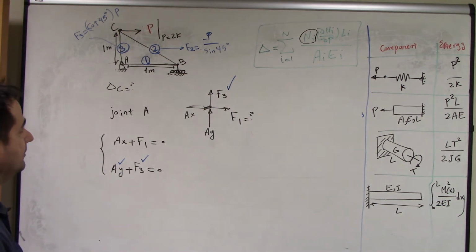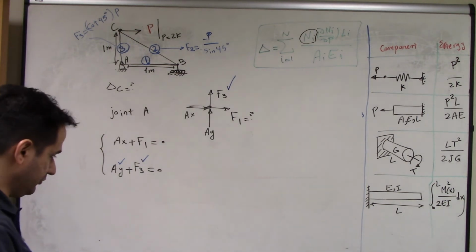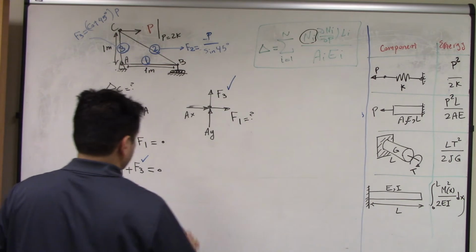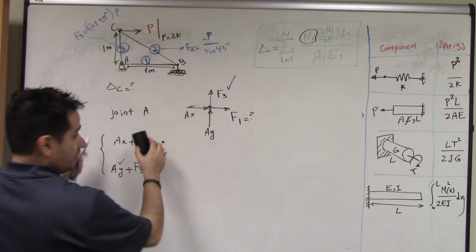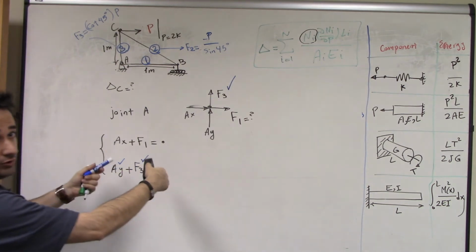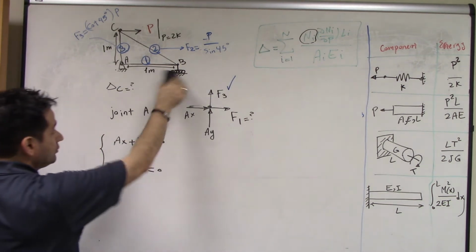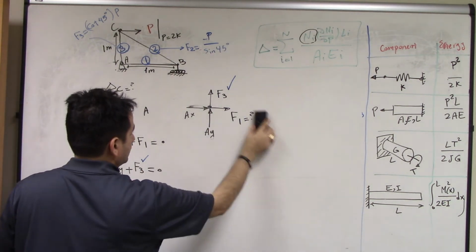So what can I do? Well, I can go to joint B. If I go to joint B instead of joint A, because at joint A, as you can see, we have more unknowns than equations, I have to have the external reaction. Well, I go to joint B. Now let's go to joint B.